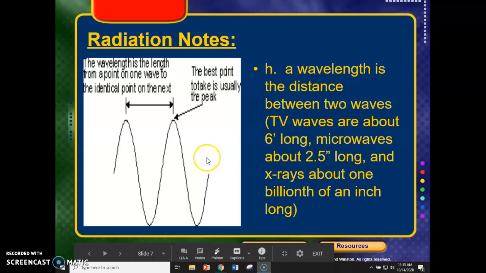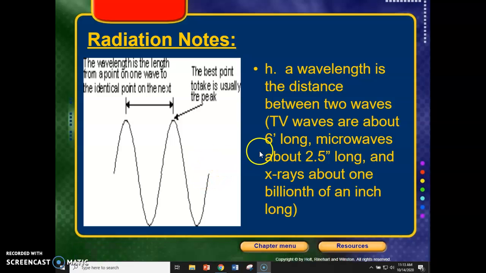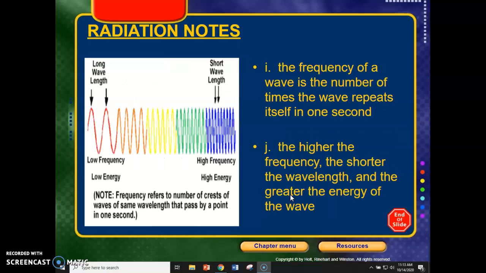And the wavelength, once again, is the distance between two waves. If you're talking about a TV wave, it's about 6 feet long. Microwaves generated by microwave ovens are about 2.5 inches long, while an X-ray is a billionth of an inch long. So that's the difference in size, and the shorter the wave is, the more energy it carries.